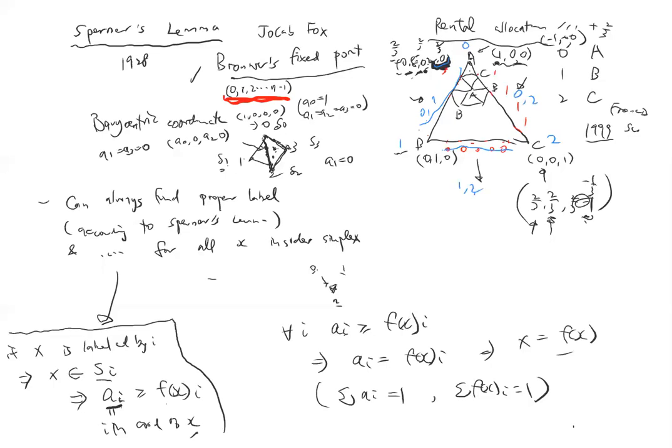So then you see that this will have a proper labeling, and again we can use Sperner's lemma to find a tiny triangle, and in the same manner we get the allocation properly. So okay, I guess that's all I want to say, and thank you for your attention.